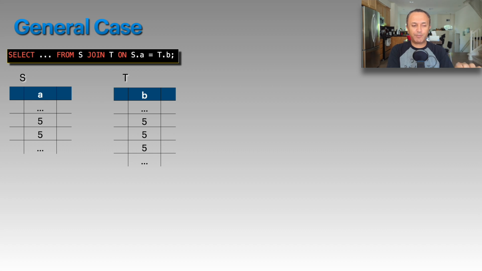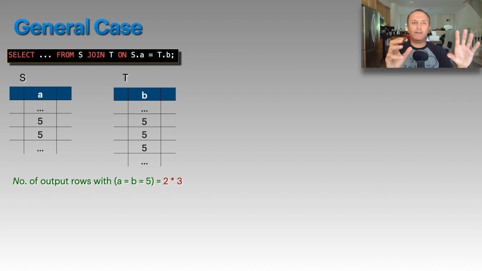So based on this particular value, how many output rows are going to contain this value? Those 2 rows coming from table S are going to match with the 3 rows from table T. So basically all the combinations of those. So it's going to be 6 output rows. So these are the output rows based on this single value. If we can get that for every value in the table, then we can add these up and come up with the estimate for the join output, right?